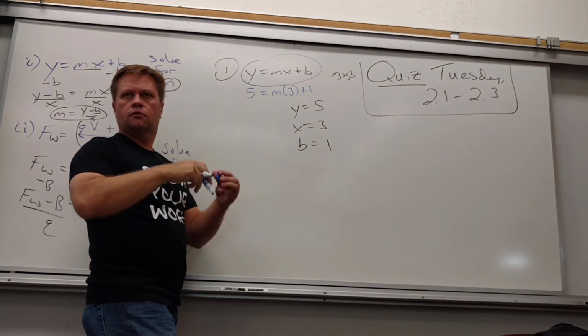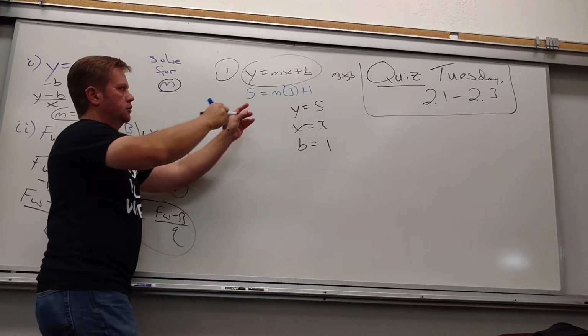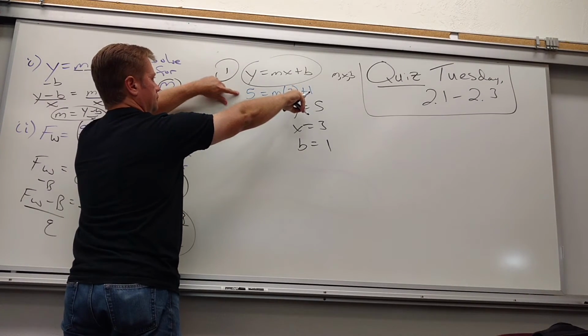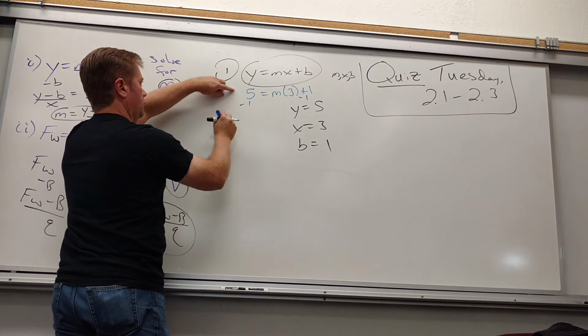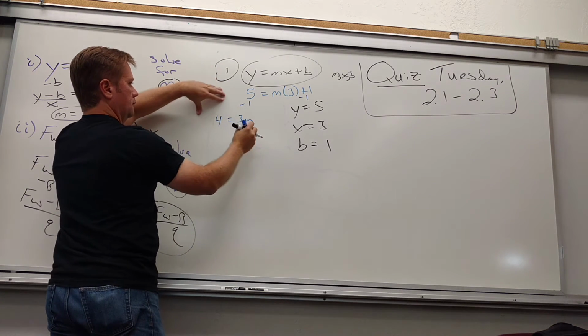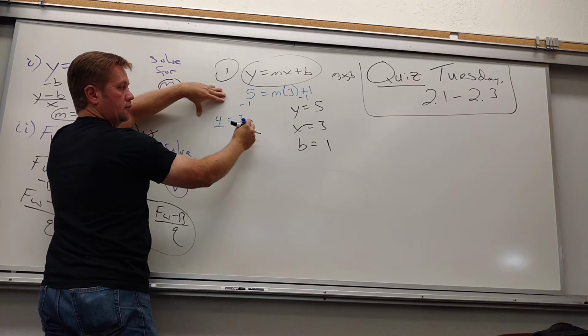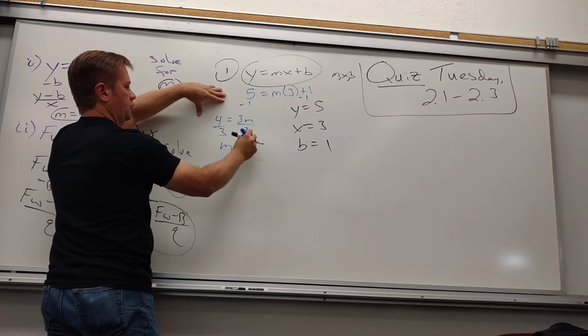Just plug and chug, right? Is that cool? And then you would do what? Subtract 1, so you get 4 equals 3m. Divide by 3. So you get m is 4/3.